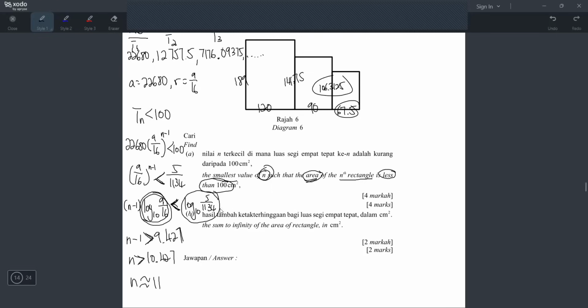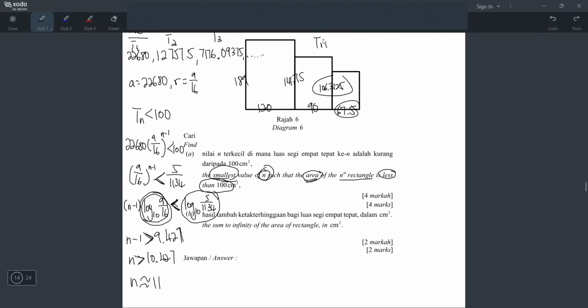But why do I choose 11? Because they want the smallest value of n such that the area is less than 100. It means when I go until T11, my area will be less than 100 for the first time. But when it's T10, my area is still more than 100. That is why 10 is not the answer. Okay, 11 is the answer. So the first time the area is less than 100 is at T11.